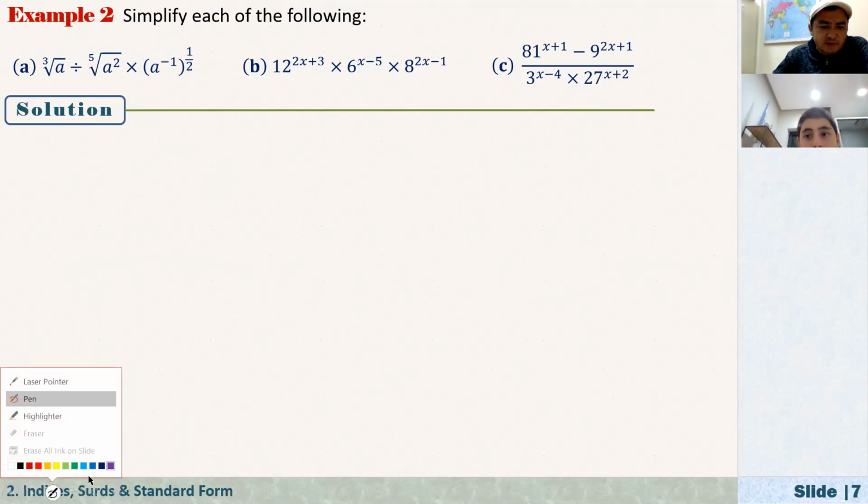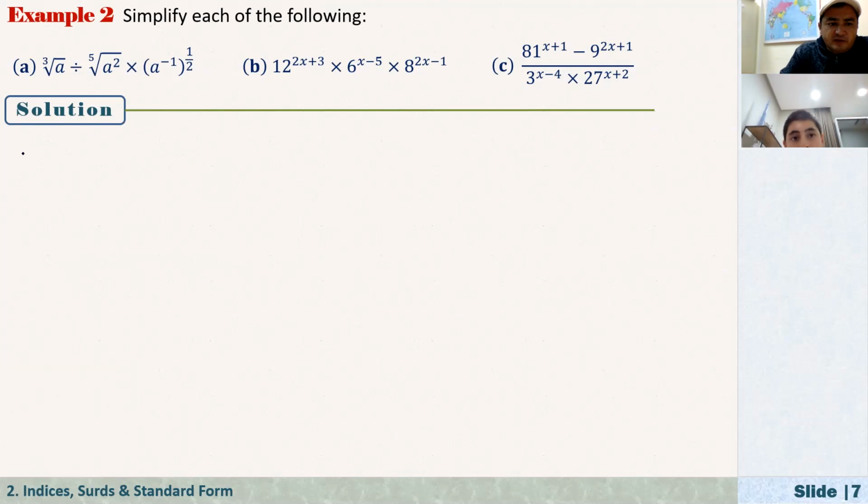Example 2 here, again, simplify each of the following. To simplify this, what should we do here, Arad? We have to change these surds into fractional indices, right? Yes. So here the first one is a to the power of 1 over 3, divided by a to the power of 2 over 5, times a to the power of 1 minus 1 over 2. Then we should just simplify.